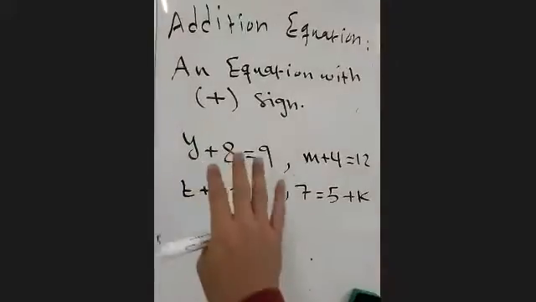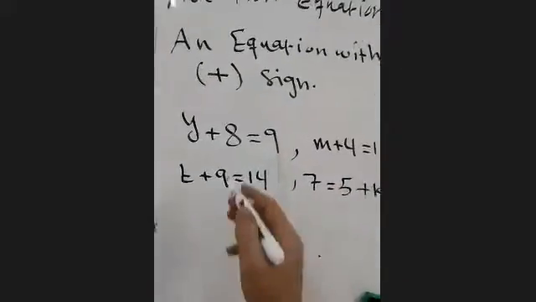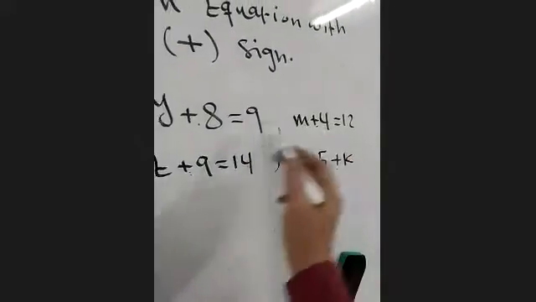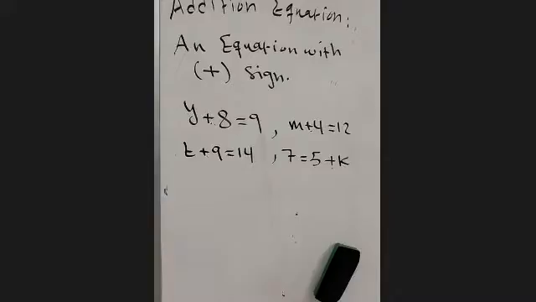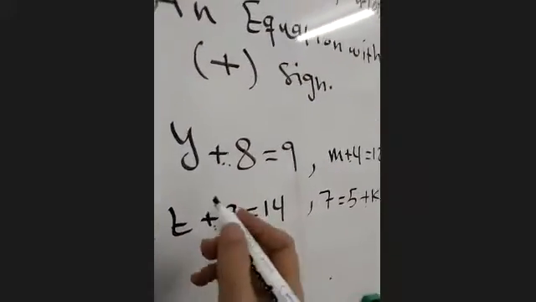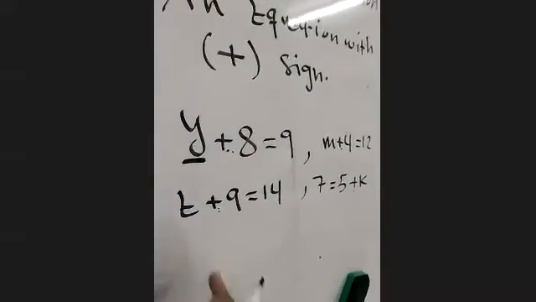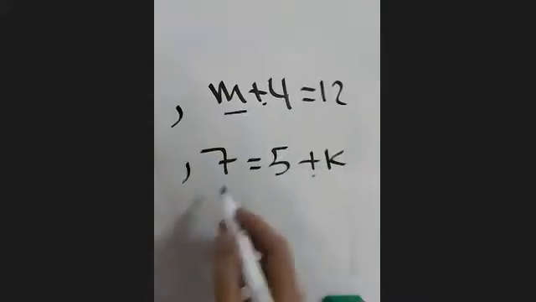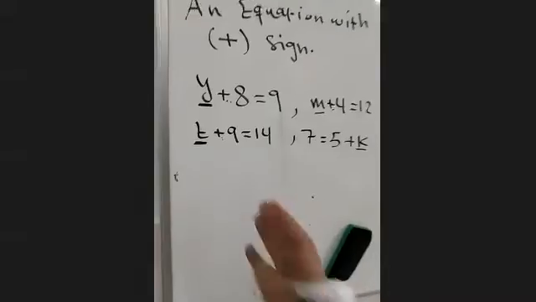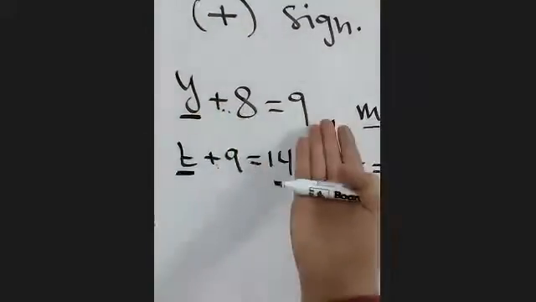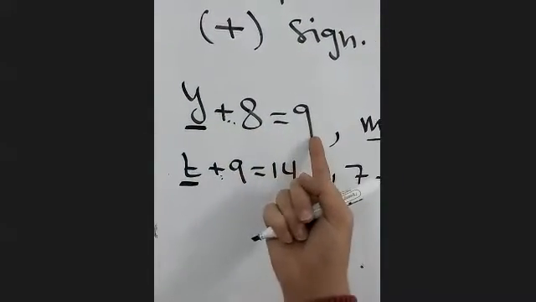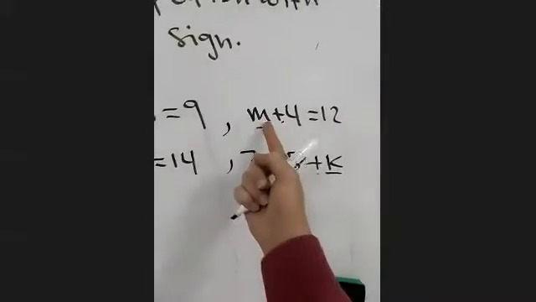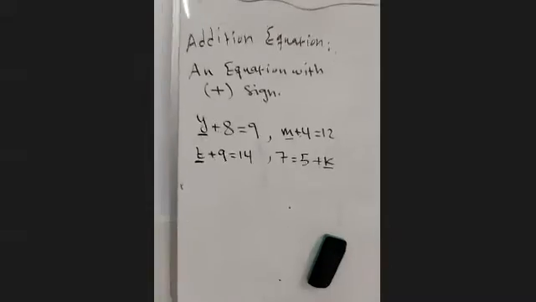Now, we call these addition equations. All of them have an addition sign. Now here, what's the variable? Here y is the variable. In this equation the variable is t. Here the variable is m. The variable is k. The variable is the unknown. What's the unknown value here? We know 8. We know 9. But we don't know y. So y is the variable. y, t, m, k are the variables in these equations.